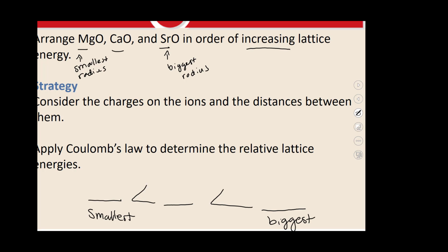So off of that, which one would have the smallest lattice energy? Strontium. Good. Strontium oxide has the smallest lattice energy, Le, because it has the biggest radius, so the distance between them is the greatest. Which one has the biggest lattice energy? Magnesium oxide, and then who's in the middle? Calcium oxide.